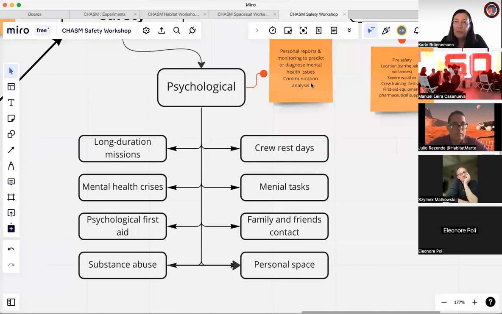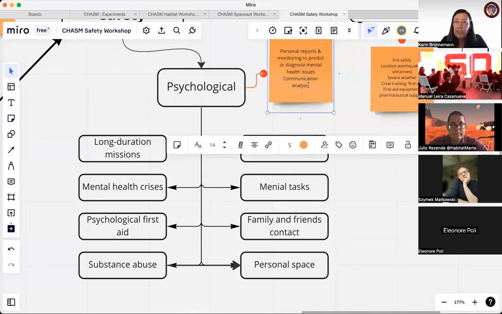And then Julio, one aspect you mentioned, I have not written down yet. Yeah, protocols. You were saying protocols for mental health, for keeping the astronauts mentally healthy.